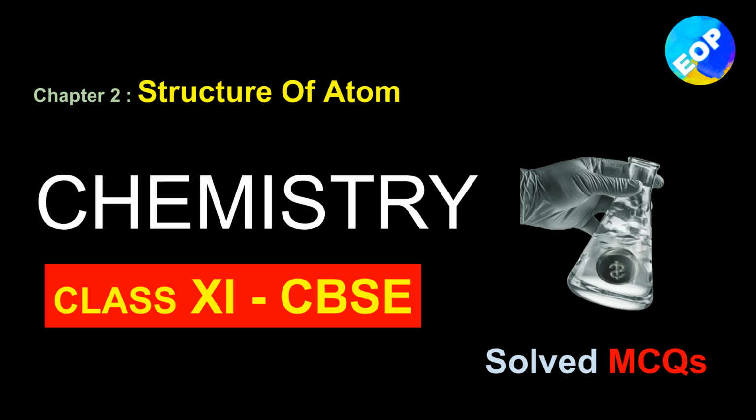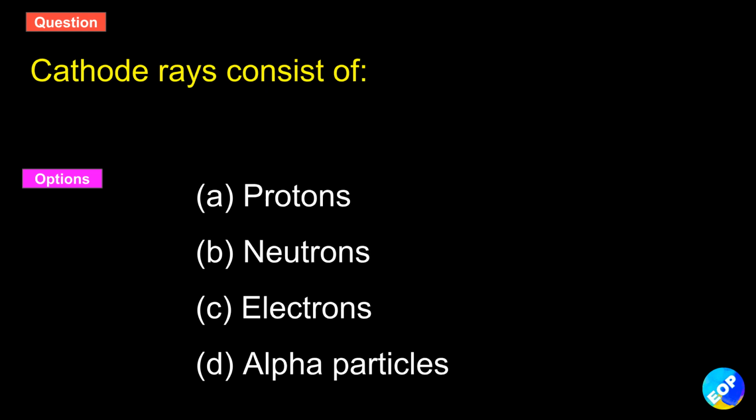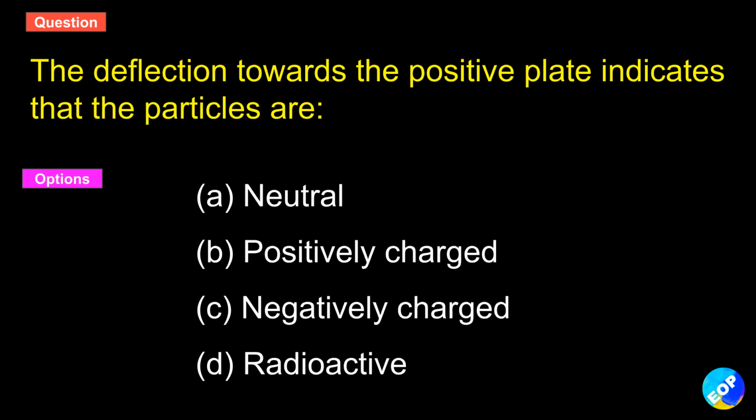Today we will review some multiple choice questions covering chapter 2, structure of atom. First question, the charge of an electron is minus 1.602 into 10 raised to minus 19 coulomb. Cathode rays consist of, answer C, electrons. The deflection towards the positive plate indicates that the particles are, answer C, negatively charged.